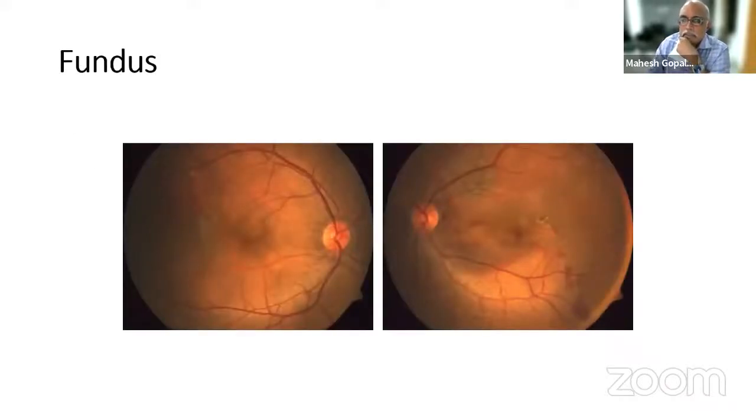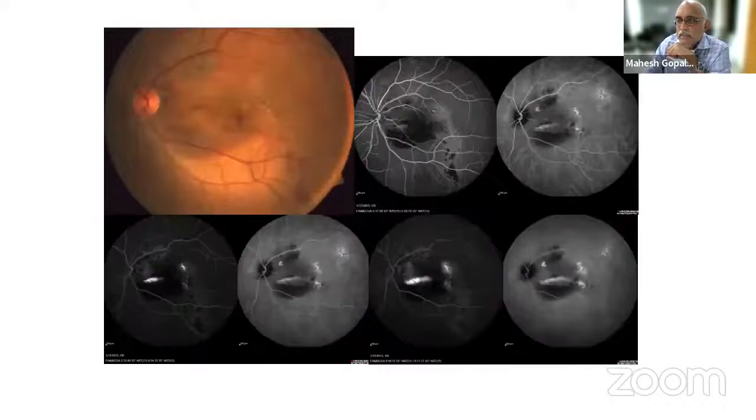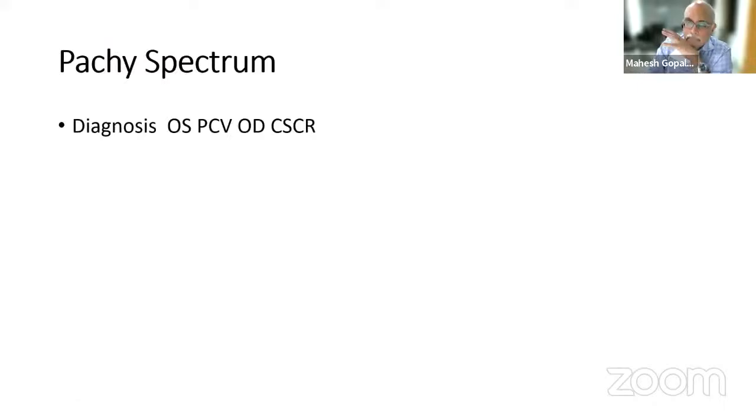This is a case where the right eye is having a pachychoroid spectrum, with leakage like central serous retinopathy, but no polyp is seen. But in the left eye, in the nasal part of the macula, you can see a bunch of polyp in this area. So you can get PCV in one eye and central serous chorioretinopathy in the other eye in many of these pachy spectrum.